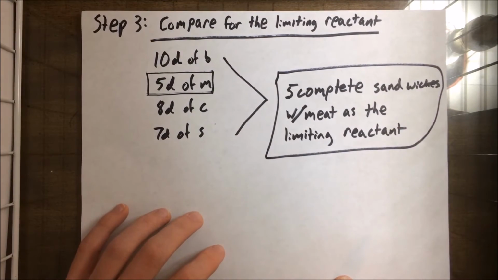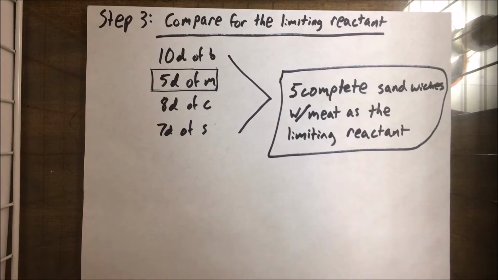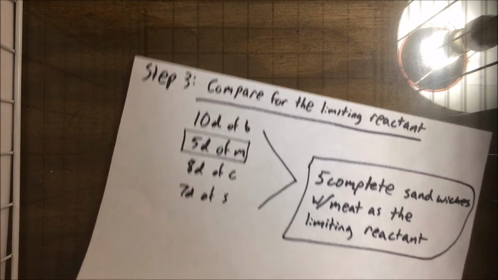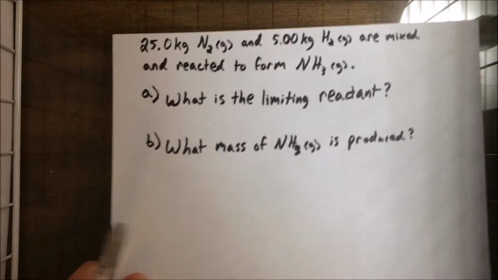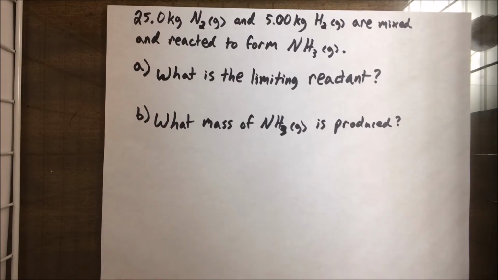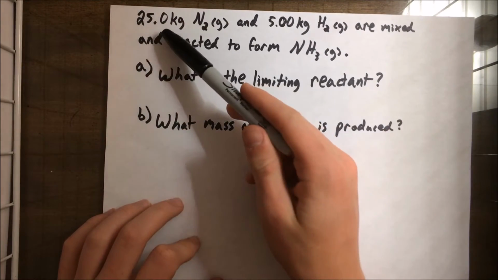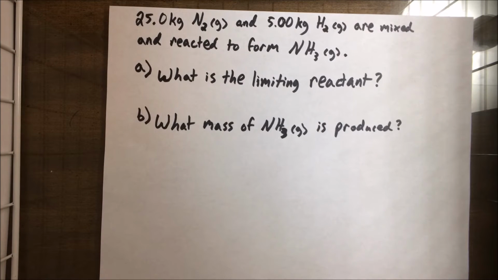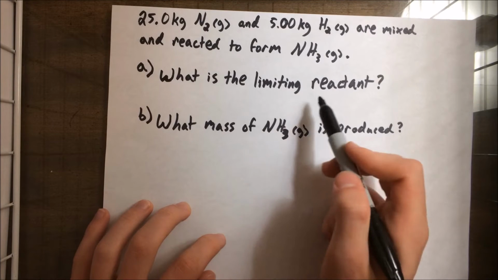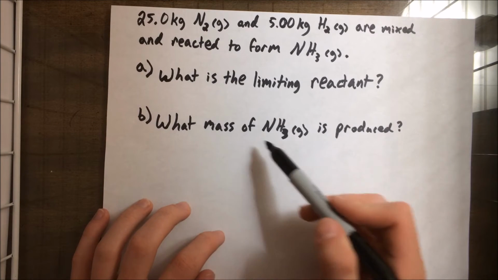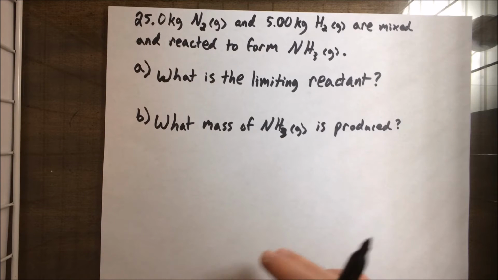Okay, so now let's look at an actual example with chemistry. In this example, 25.0 kilograms of N2 gas and 5.00 kilograms of H2 gas are mixed and reacted to form NH3 gas. So part A is what is the limiting reactant, and part B, what mass of NH3 gas is produced.